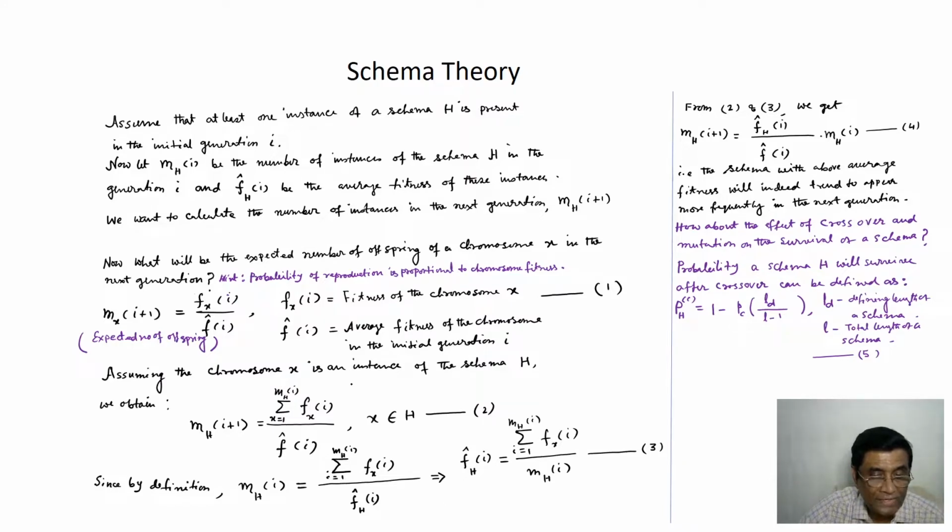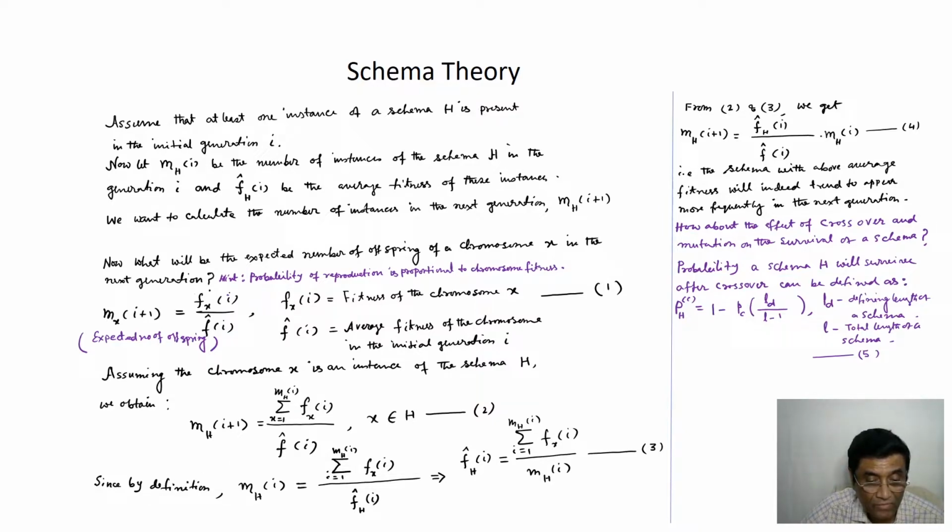So assuming the chromosome X is an instance of schema H, now I can write m sub H i plus 1 would be equal to, for all the instances, X is the instance of the schema H, so all the instances of the schema H, the summation of all the fitness values of all the instances of the schema divided by the average fitness value of all the chromosomes in the ith generation, where X is an instance of the schema H, right?